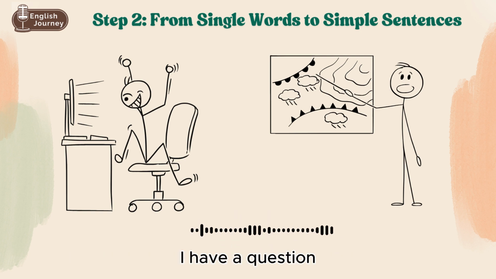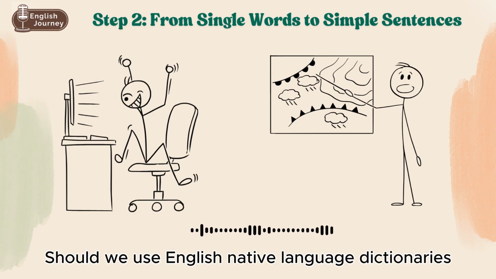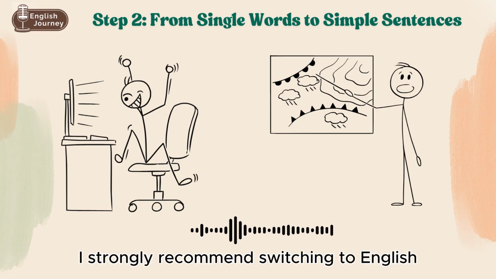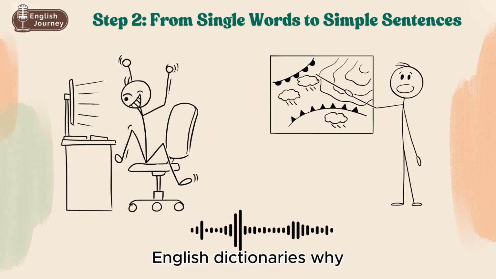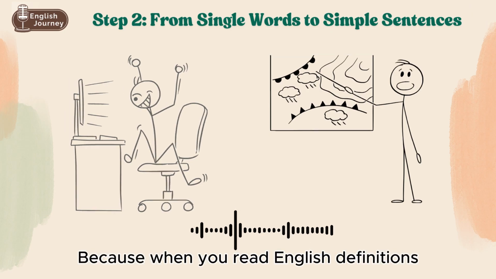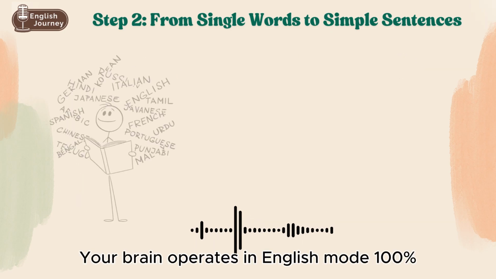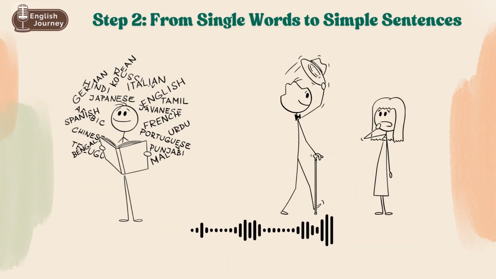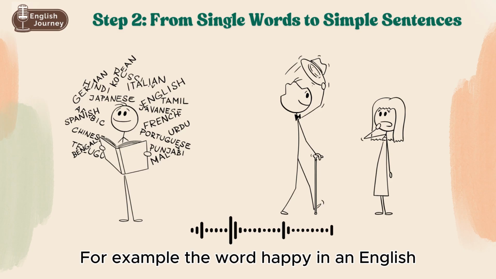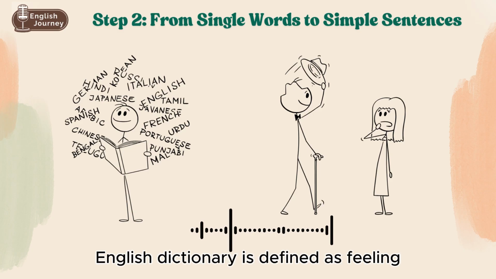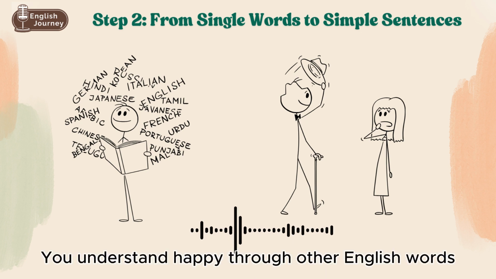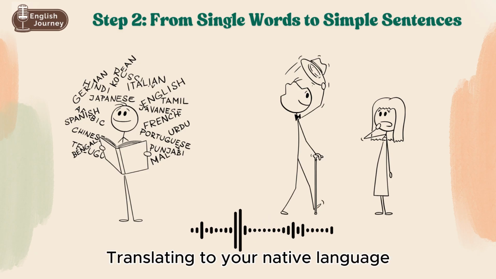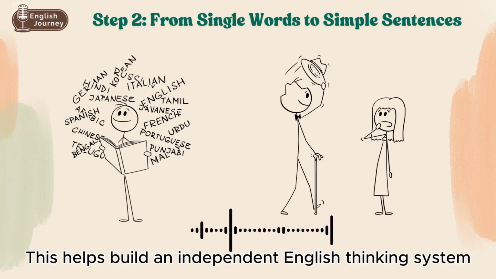Speaking of dictionaries, I have a question. Should we use native language dictionaries or English ones? Great question. I strongly recommend switching to English dictionaries. Why? Because when you read English definitions, your brain operates in English mode 100% with no interference from your native language. For example, the word happy in an English dictionary is defined as feeling pleased and satisfied. You understand happy through other English words rather than directly translating to your native language. This helps build an independent English thinking system.